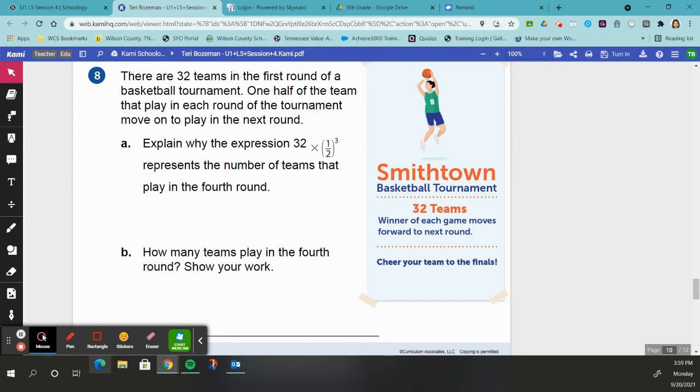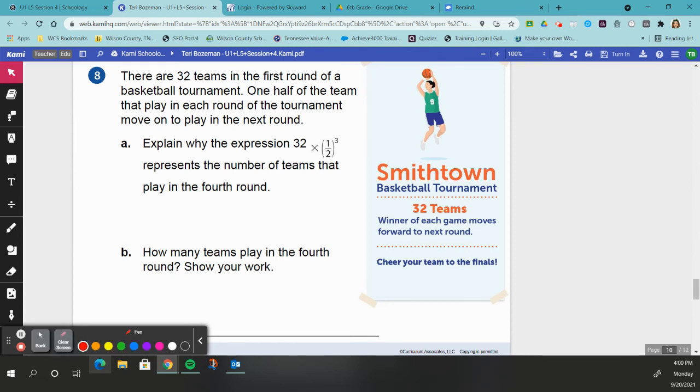Okay, so the number of teams in the 2nd round is 32 times 1/2. The number of teams in the third round is 32 times 1/2 times 1/2. The number of teams in the fourth round is 32 times 1/2 times 1/2 times 1/2.